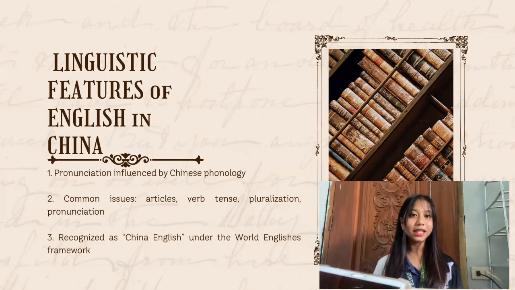Whether China English is a valid variety. China English is a recognized variety of English within the World Englishes framework. It has distinct linguistic characteristics shaped by the phonological, syntactic, and pragmatic influence of Chinese languages. These features are not merely mistakes but rather a reflection of the localized use of English in China. So, the existence of China English acknowledges the diversity of English language used worldwide and recognizes the importance of cultural and linguistic context in shaping language.